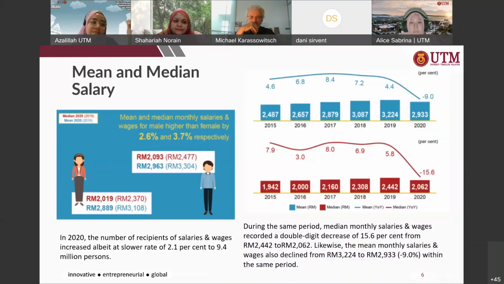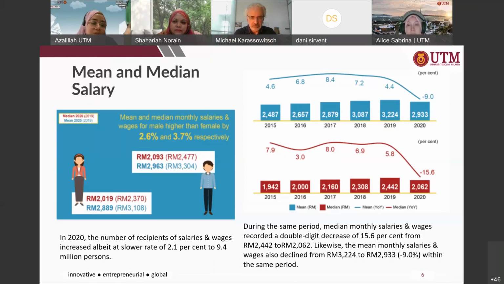So here, the government has done statistics on the mean and the median. They found that in Malaysia, the income for women is around 2,000 ringgit and 2,090 for men. The salary rates are becoming lower and lower, and unfortunately, because of the pandemic, many are jobless, so the numbers are decreasing. This also contributes to the problem of housing affordability. I mean, they cannot afford to buy a house available in Malaysia.